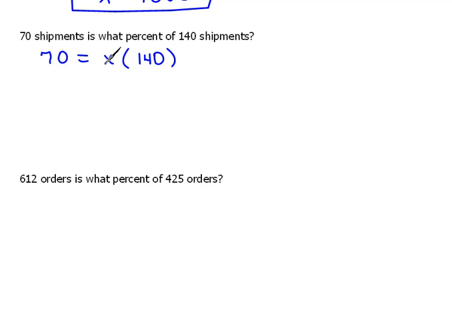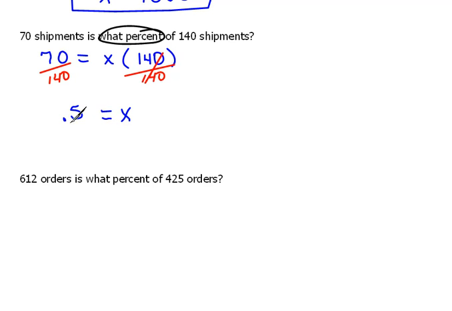Now to get x all by itself, instead of multiplying by 140, we're going to do the opposite, which would be to divide by 140. So now over here on the right we have x equals 70 divided by 140 is 0.5. Now remember, our answer here was supposed to be a percentage. That was the question. What percent? Well, we work with the decimal, but we talk about percentages.